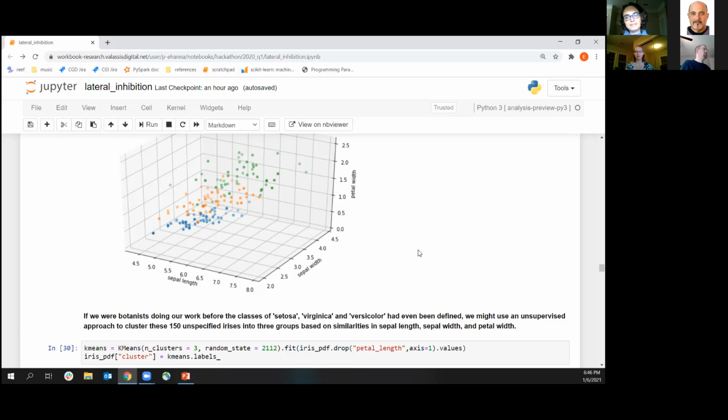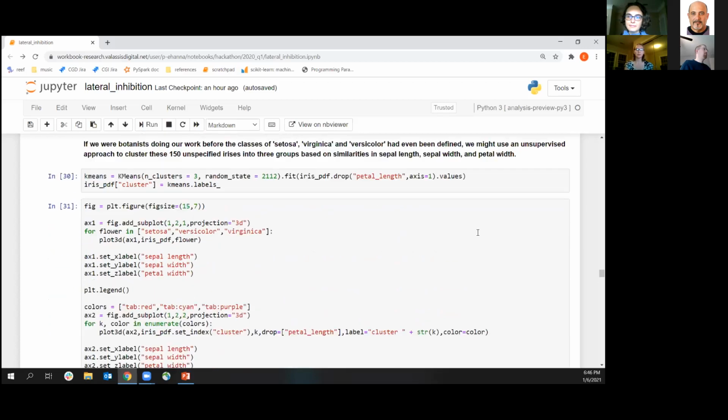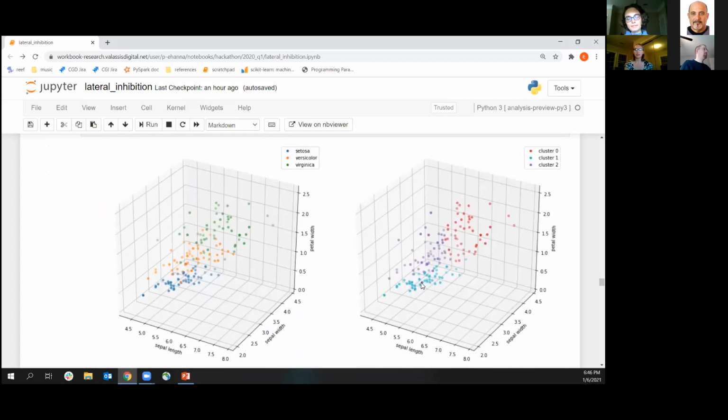So let's say that we are botanists from a long time ago, before there had been any assignment of classes on irises. And we were trying to develop a taxonomy of iris varieties ourselves. We could use some kind of unsupervised approach, such as a k-means clustering paradigm, to cluster these 150 unspecified irises into 3 different groups based on their similarity on these features. And when we do that, these are the clusters.